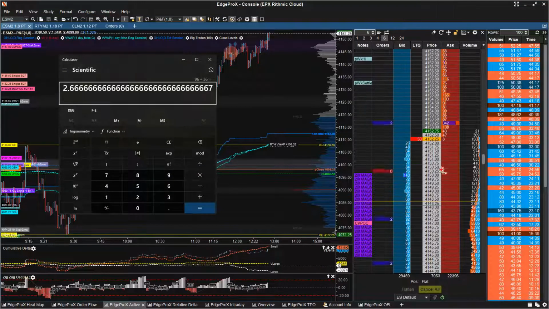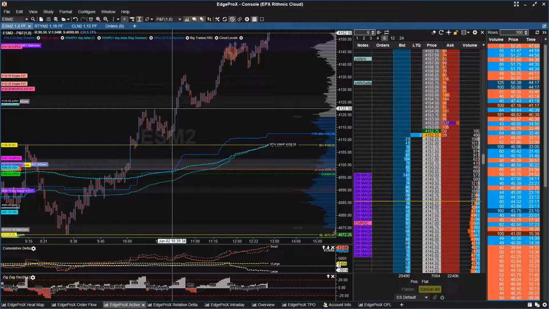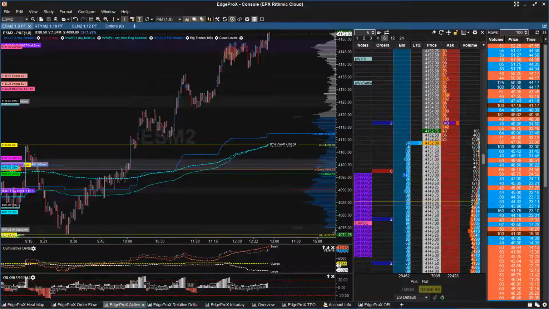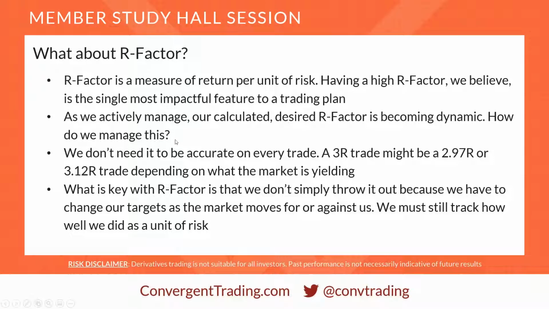But if I mess with my exits, my scale outs and all this stuff, I'm changing this. I don't want you to get hung up with the fact that we're changing this as a result of active trade management, because even though we're changing it, we still are looking for a favorable R factor. We cannot change a trade that normally would get us 2.66 R so terribly that it becomes a 1R trade. This is an error. This is over management of a trade.